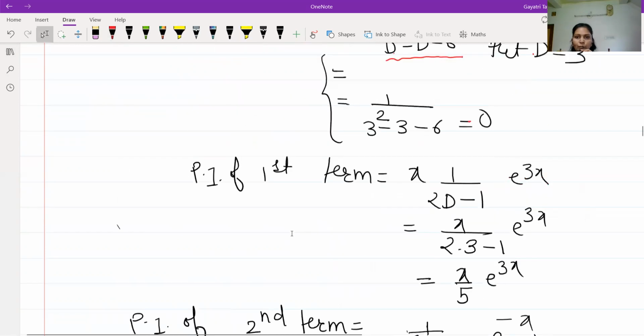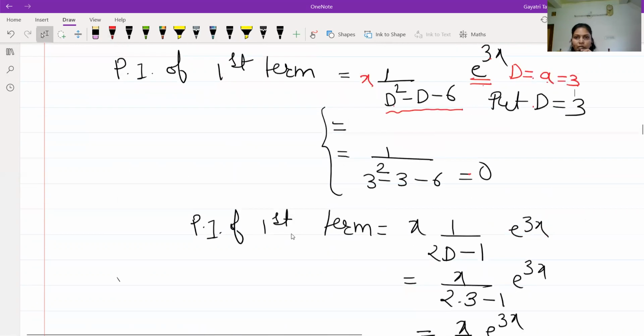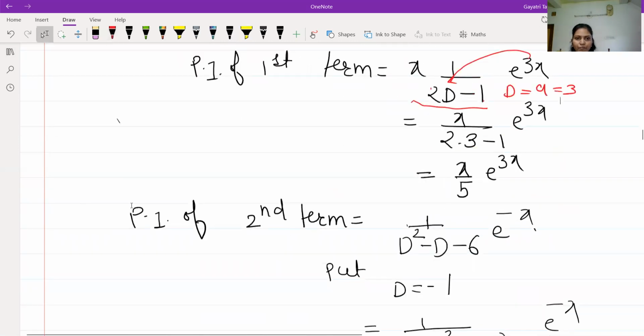So now what I will do, multiply by x, then what is the derivative of this d square? Twice d. What is the derivative of this d with respect to d? 1. And what is the derivative of this 6? It will be 0. Then this is our derivative. Then in that derivative put d equals to a, and that is 3. So this is the PI of the first term.